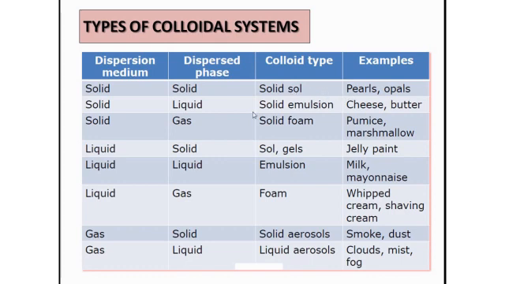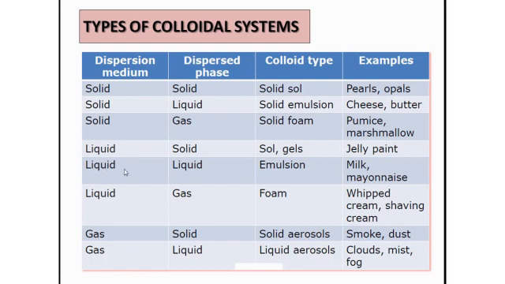Example is pearl. If the dispersion medium is solid and the dispersed phase is liquid, it is known as a solid emulsion. Example, cheese and butter. If the dispersion medium is solid and the dispersed phase is gas, it is known as solid foam, for example pumice. If the dispersion medium is liquid and the dispersed phase is solid, it is known as a sol or gel. Example is jelly, paints.